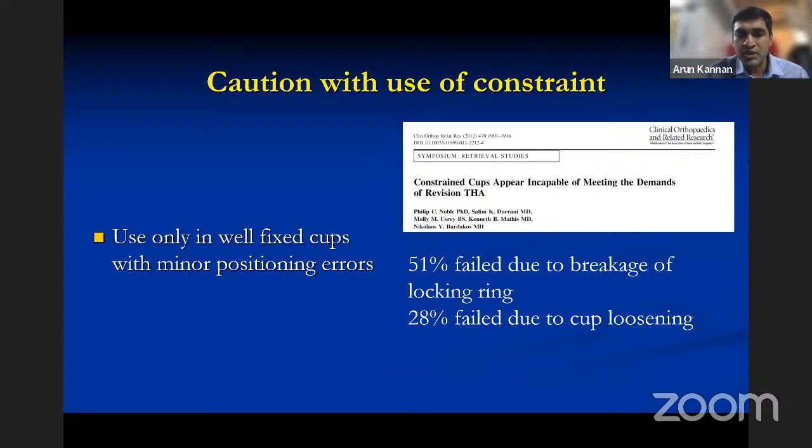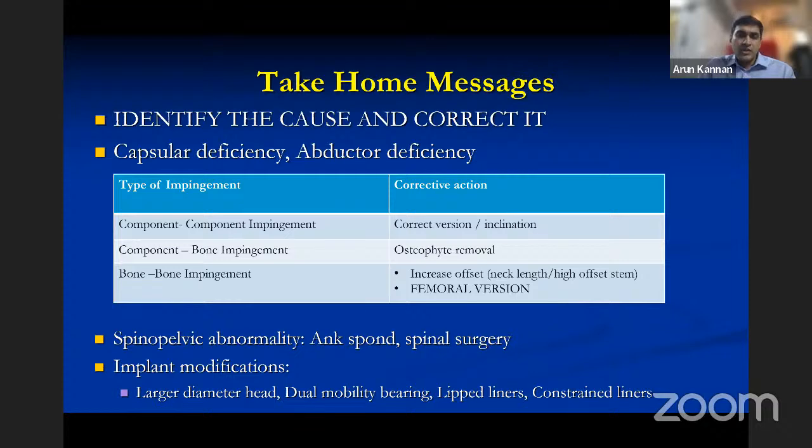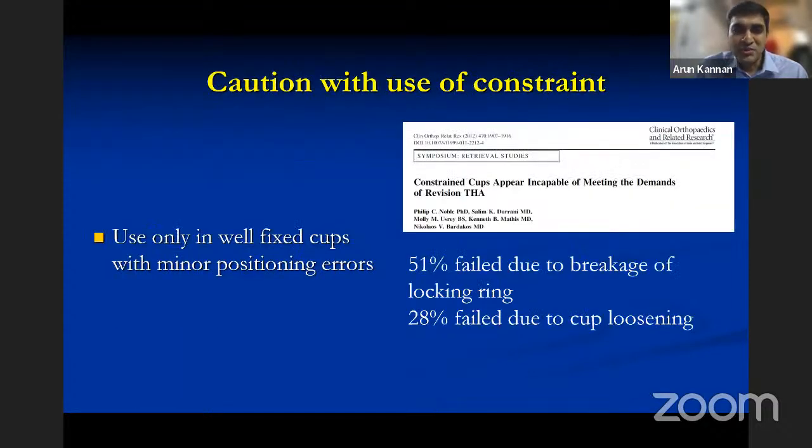If you put it in patients with a retroverted cup with a lot of impingement components, then it will pull the entire cup out or break the locking ring. So use with caution. At any point, before we go on to the last slide, is there anything else the panel would like to say on constraint liners or dual mobility in particular?